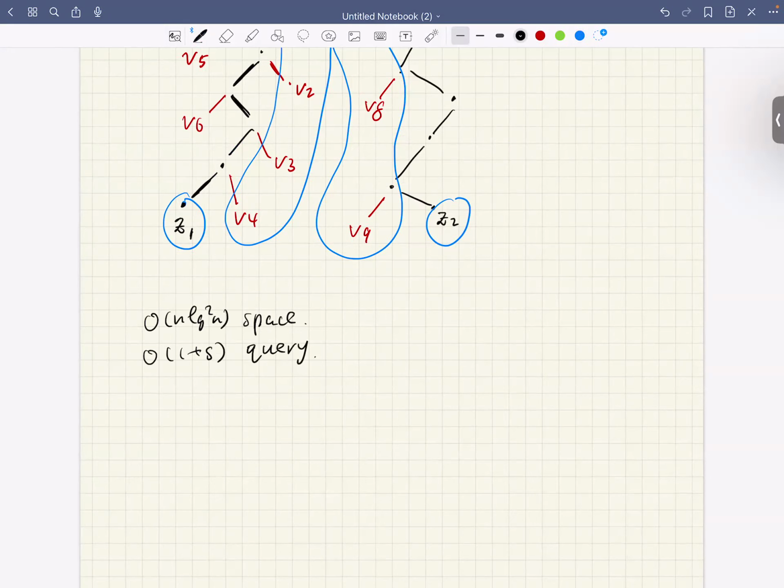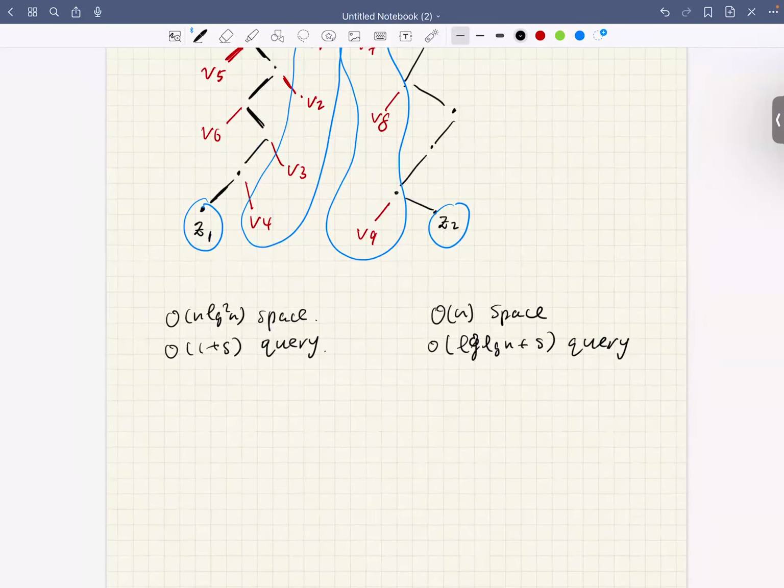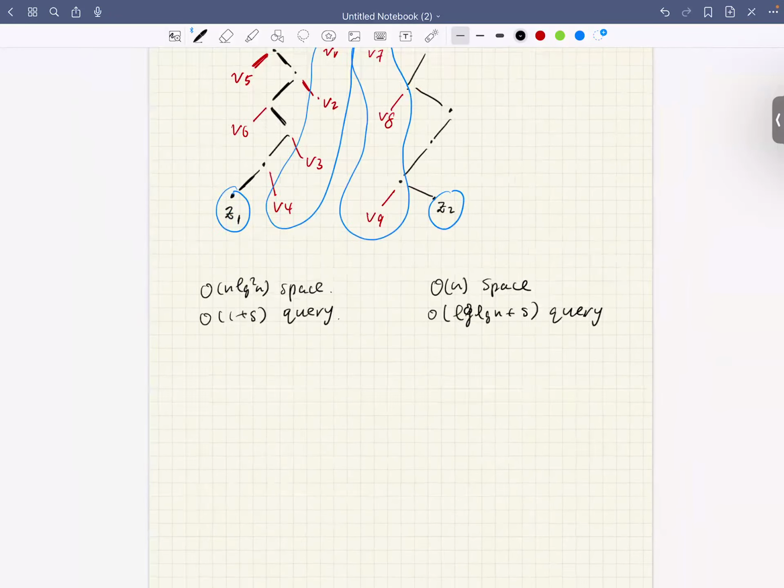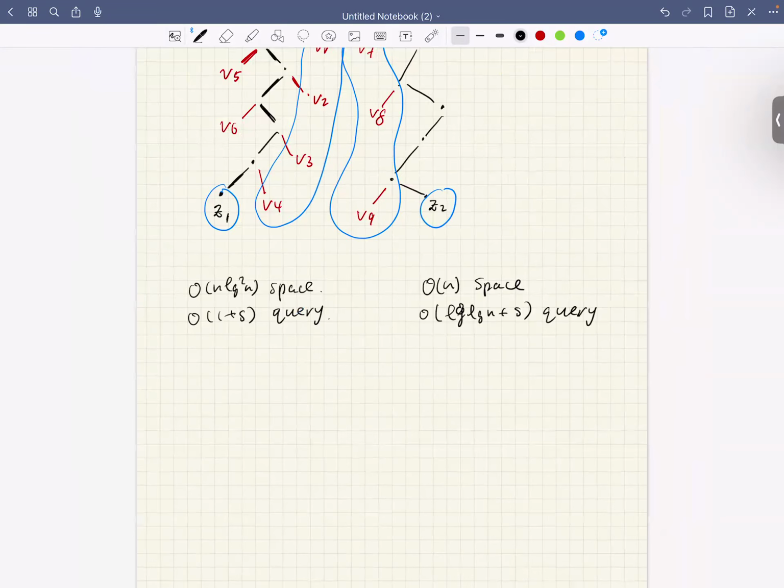But what did I promise you before? I said I would like to do linear space and log n plus s query time. Okay, so this is what I promised, right? So the left-hand side is what I have already explained today. The right-hand side is what I would like to do ultimately, correct? Okay, good.